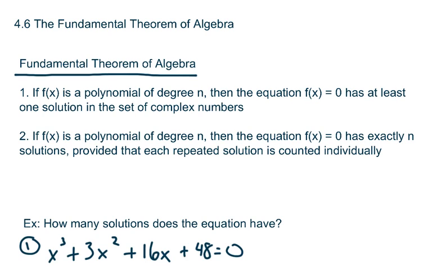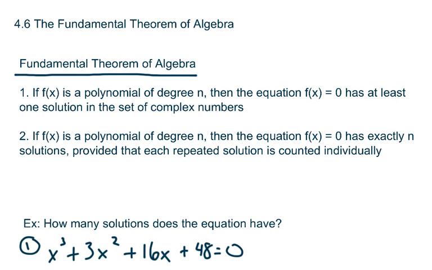Part number one says if f of x is a polynomial of degree n, then the equation f of x equals 0 has at least one solution in the set of complex numbers. Basically, this is saying that if it's a polynomial of degree whatever, when you set it equal to 0, it's going to be solvable. Whether it's real or imaginary is to be determined by the actual problem itself, but there is going to be at least one solution.